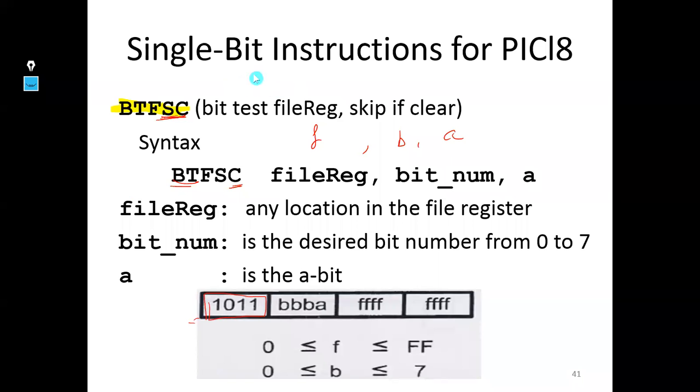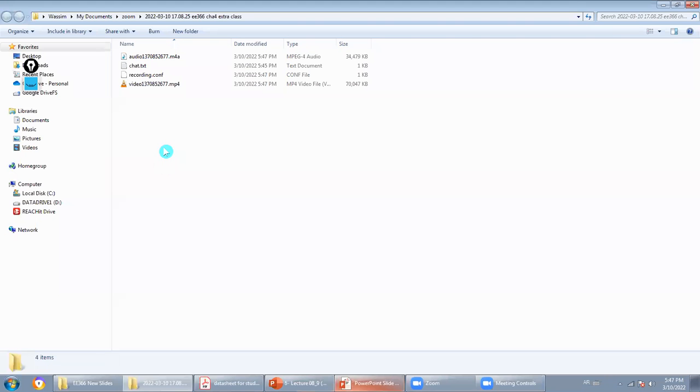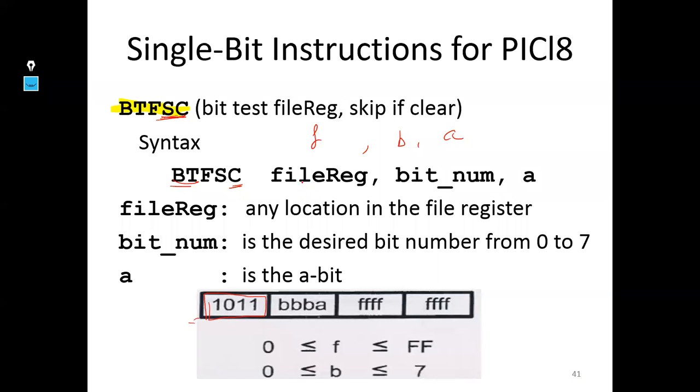Okay, so in this instruction, we have seen that you have bit test file skip if clear. The syntax is bit test file skip if clear, F file register, comma B, comma A.